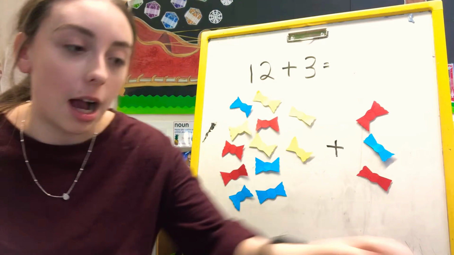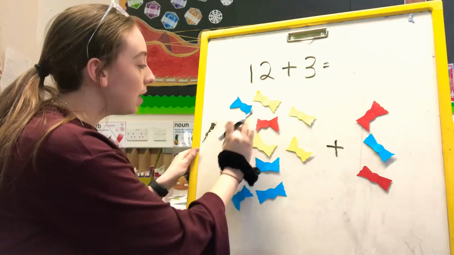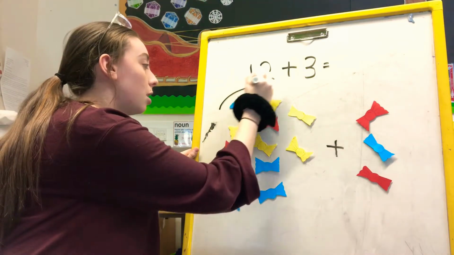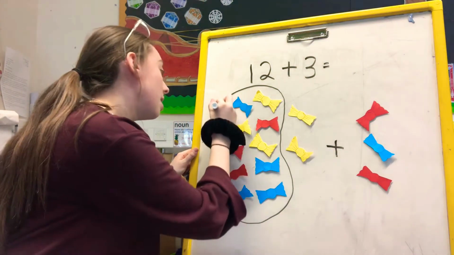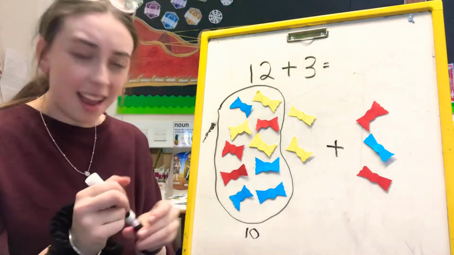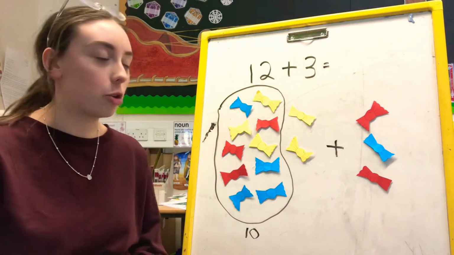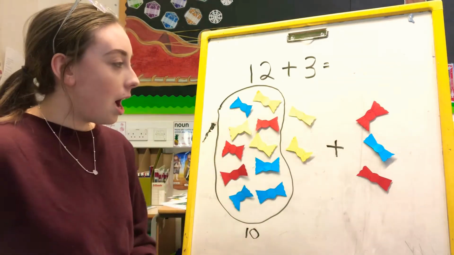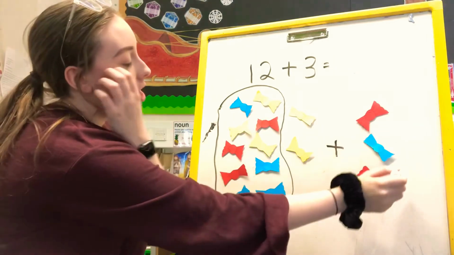So what we're going to do now, and what you can do with your objects, is you can make a group of 10. So I'm going to go 1, 2, 3, 4, 5, 6, 7, 8, 9, 10, and I'm going to put them all together in a group. And I know here I have 10. And now, how many do I have left over from our group of 10? That's right, I have 2. I have 2 ones, and I have 3 ones over here.